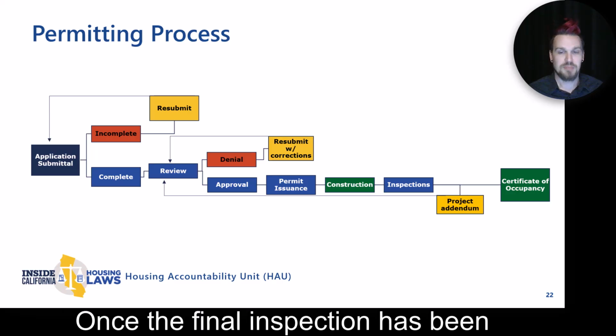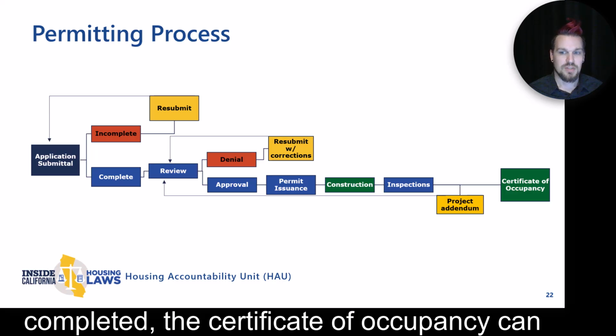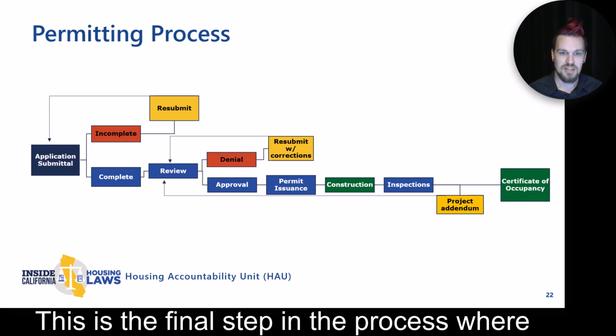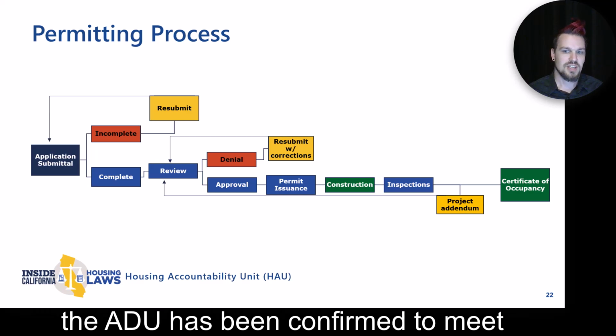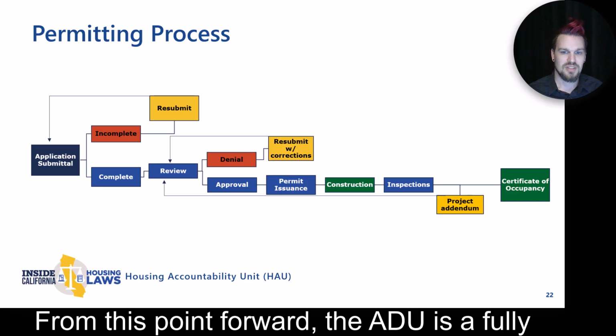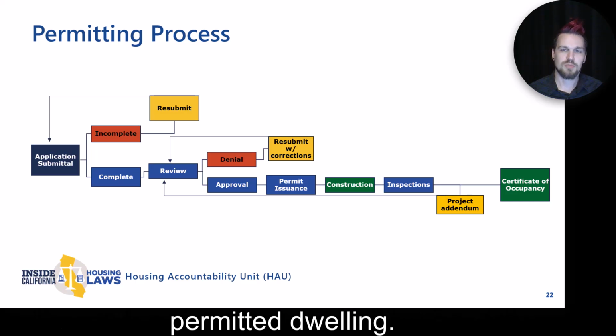Once the final inspection has been completed, the certificate of occupancy can be issued. This is the final step in the process, where the ADU has been confirmed to meet building standards and is safe to occupy. From this point forward, the ADU is a fully permitted dwelling.